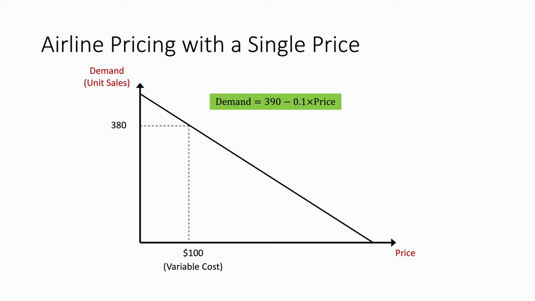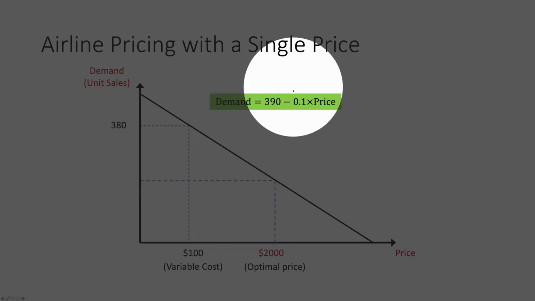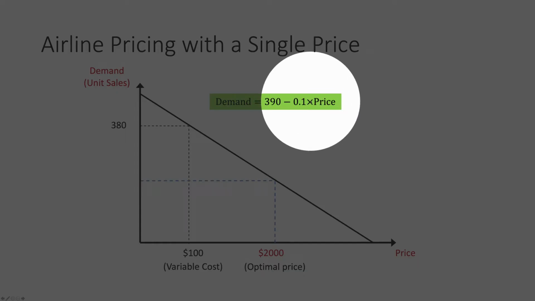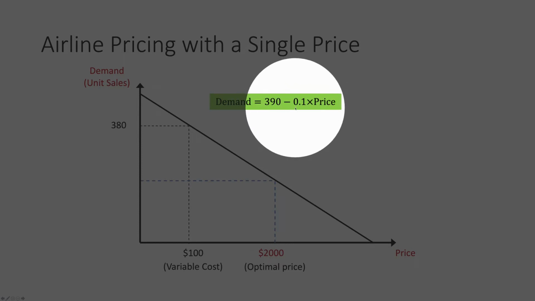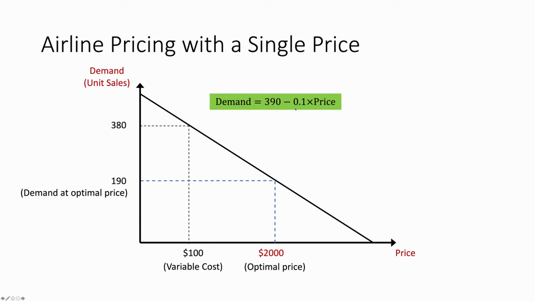Okay, now we have established what the demand curve is and how we calculate demand based on the price level. A single optimal price visually would look like this. Let's say the optimal ticket price is $2,000. At $2,000, what is the demand? When we substitute 2,000 into the demand function, we can calculate that 0.1 times 2,000 is 200. 390 minus 200 is 190. So the demand at the optimal price is 190.